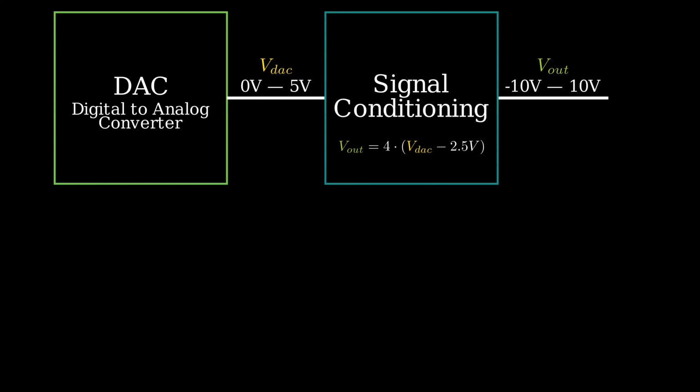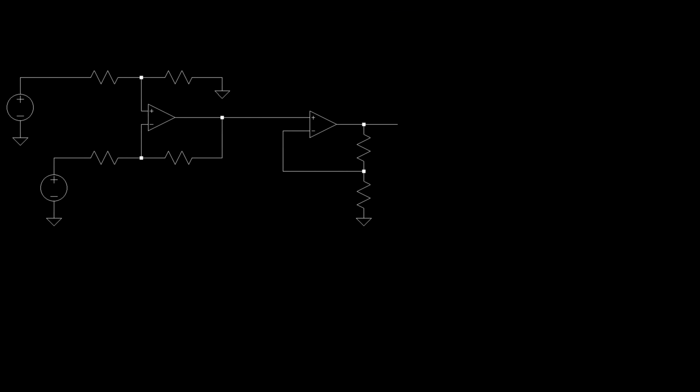Now we just need to create a circuit that implements this mapping. That is, to subtract an offset of 2.5 volts and then multiply by a gain of 4. I will talk about one method of doing this using op-amps in today's video. There are other ways to do this with fewer op-amps, but I chose this way as it lets us analyze the offset and gain adjustments separately.